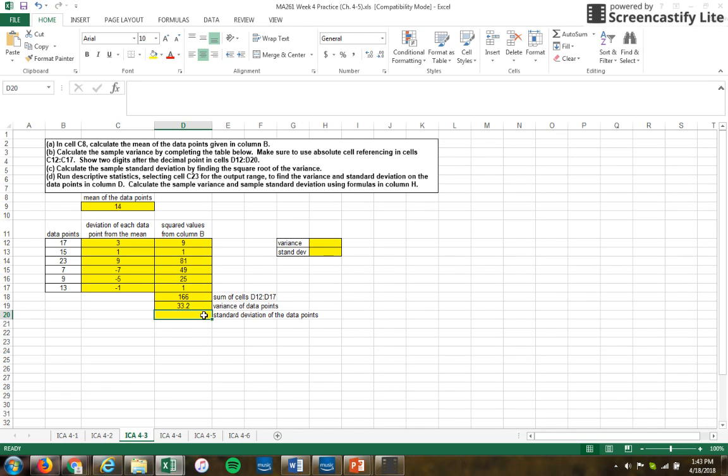Now to find the standard deviation, we simply take the square root of this variance. There are a couple different ways you can do it. You can take this and raise it to the half power, 0.5. Or there is a square root function in Excel, SQRT, where you just type in square root and tell the cell to calculate. And that will give you a standard deviation of 5.76.